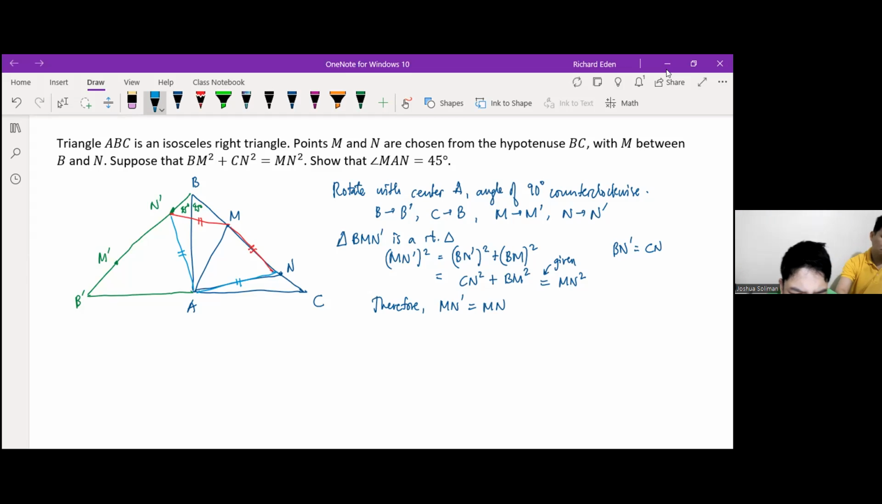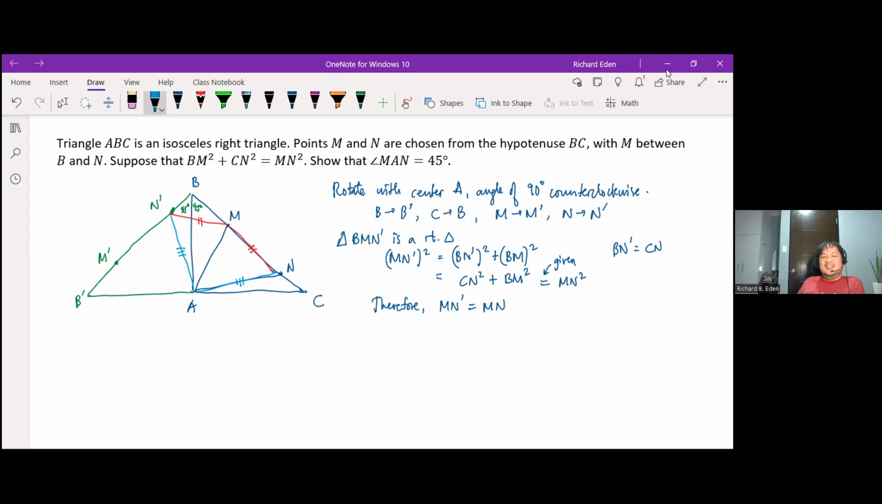But then if you look at that quadrilateral with the red sides and the blue sides, hold on. These blue sides are equal, so let's use a different mark for that. What can we say about that quadrilateral A, N, M, N prime? It's not a parallelogram. What kind of special quadrilateral is it? A kite. It's a kite.